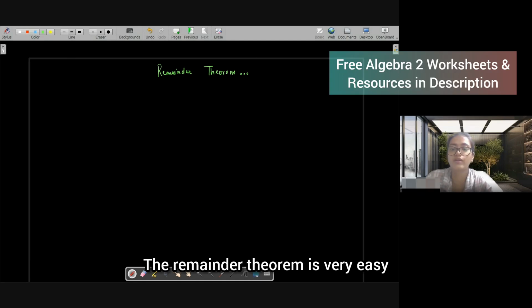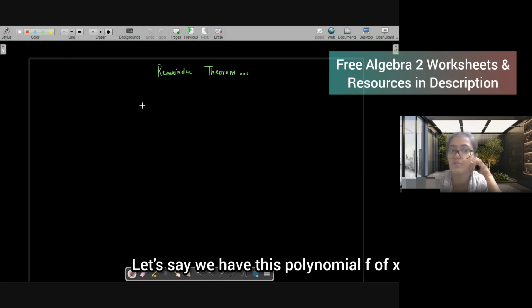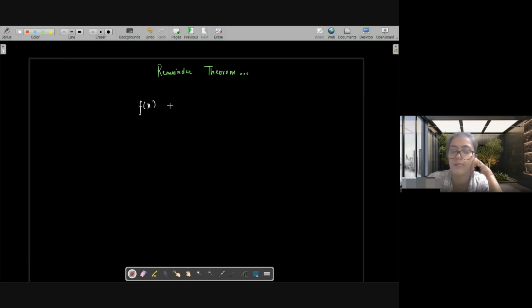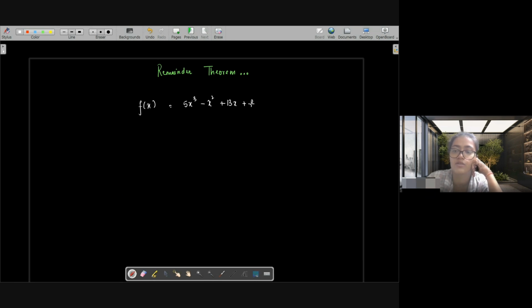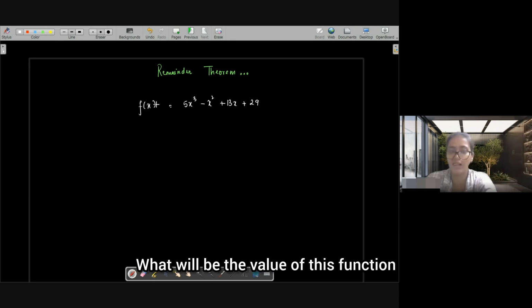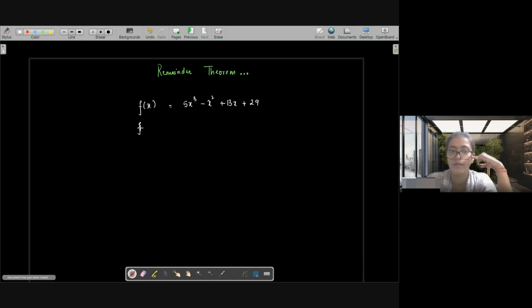The remainder theorem is very easy. Let's say we have this polynomial f of x equals 5x cubed minus x squared plus 13x plus 29. And we want to find out what will be the value of this function when x is equal to -4.